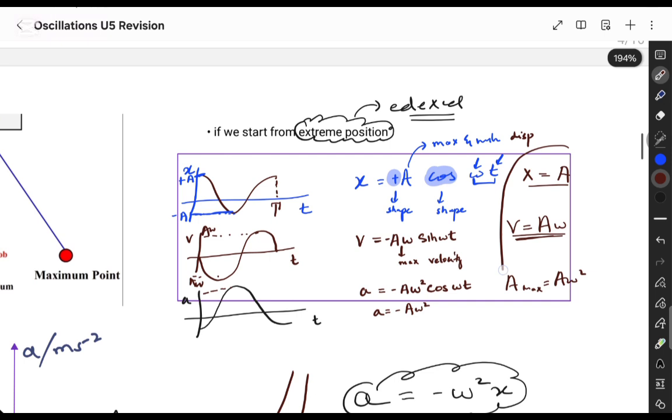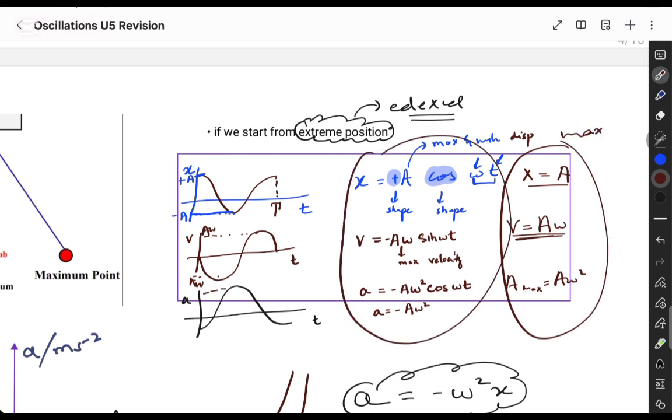Okay, so this is going to be the maximum value, and this is going to be the graph for all of them. Now, if you do not know differentiation, that's totally fine.